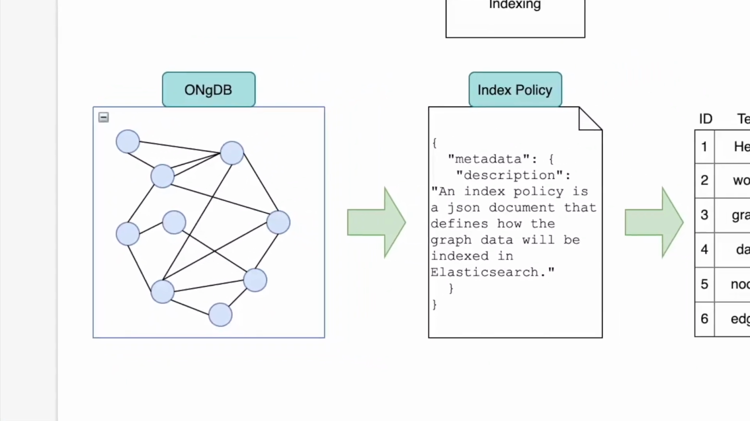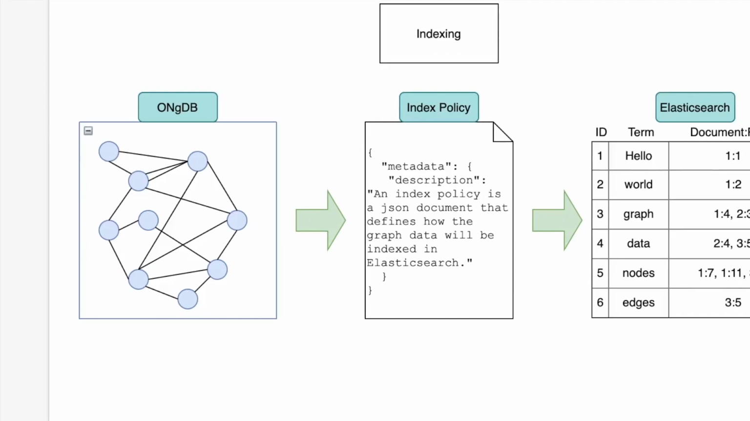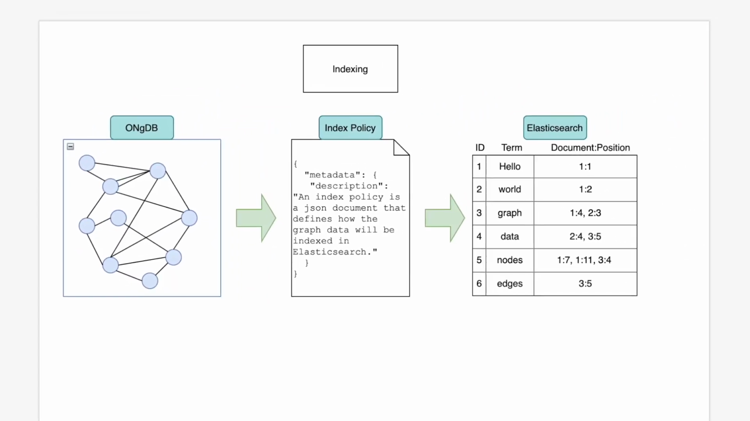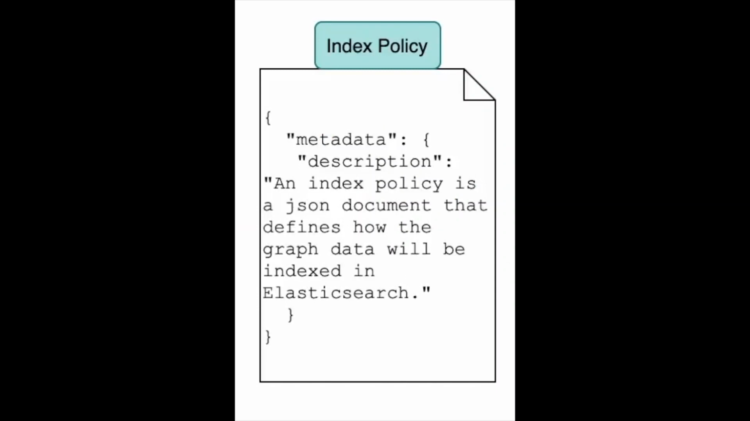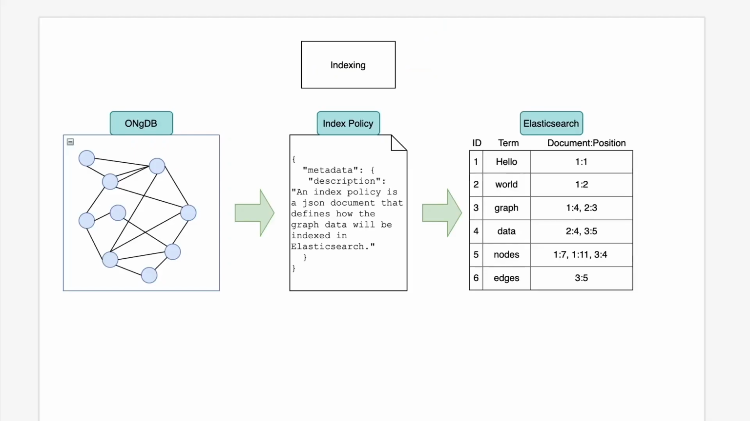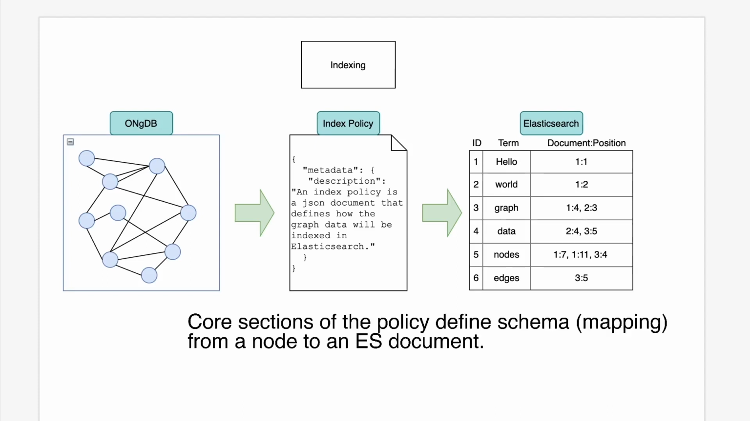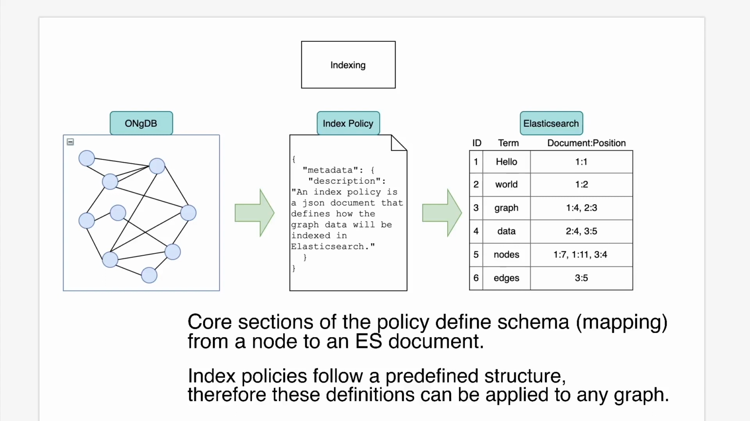Indexing is an operation that transforms graph data into a searchable text. The goal is to move the information from ONgDB over to Elasticsearch. We do this by making an index policy. The index policy tells the module how to move that data. The index policy is a JSON document that defines what information in ONgDB to index and how to get that information. Core sections of the policy define schema, or the mapping from a node to an Elasticsearch document. Since policies follow a predefined structure, these definitions can be applied to any graph.